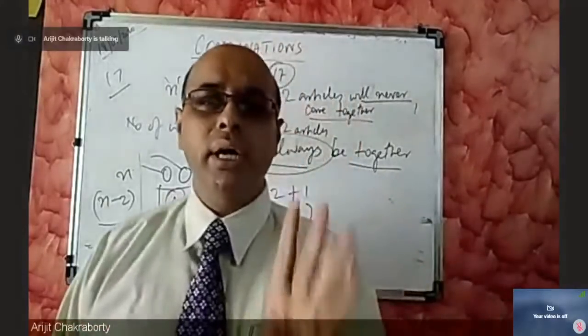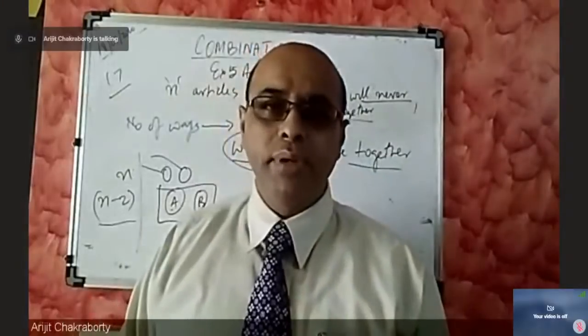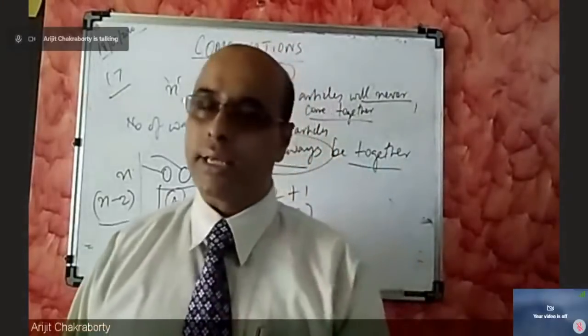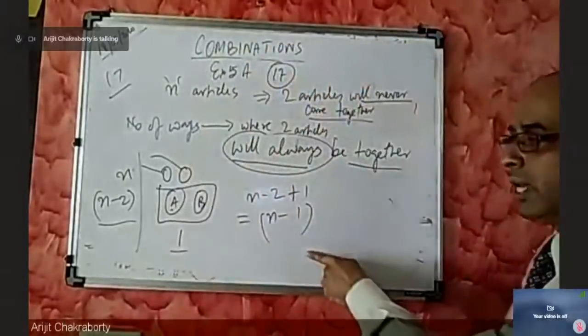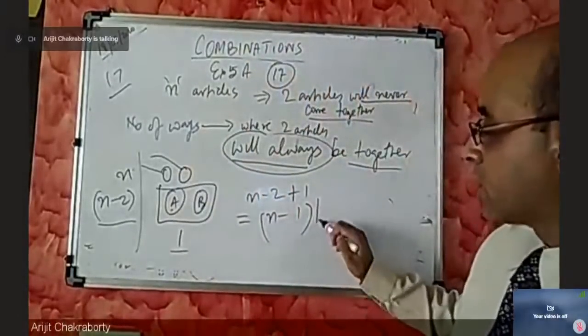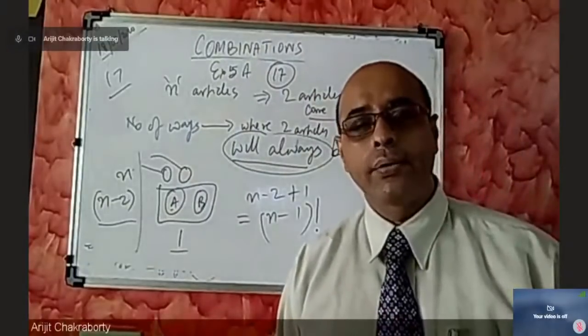4 objects can be arranged in 4 factorial ways. 10 objects can be arranged in 10 factorial ways. Therefore, n minus 1 objects can be arranged in n minus 1 factorial ways. I think this is clear, right?